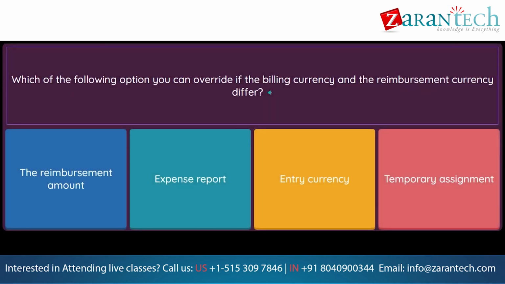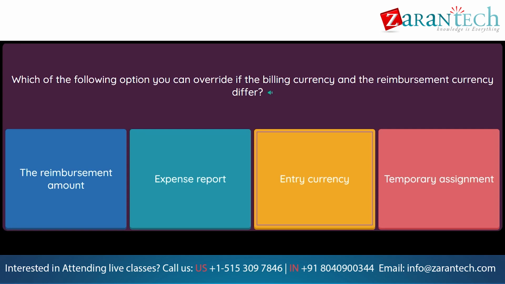Question: which of the following options can you override if the billing currency and the reimbursement currency differ? Option 1: the reimbursement amount. Option 2: expense report. Option 3: entry currency. Option 4: temporary assignment.